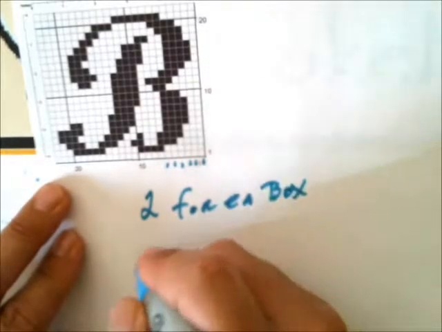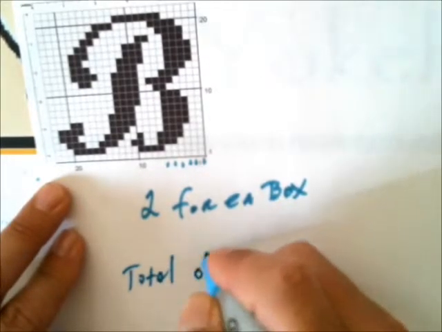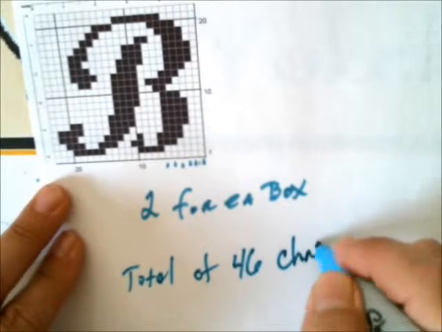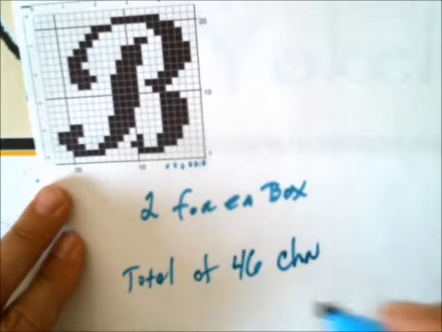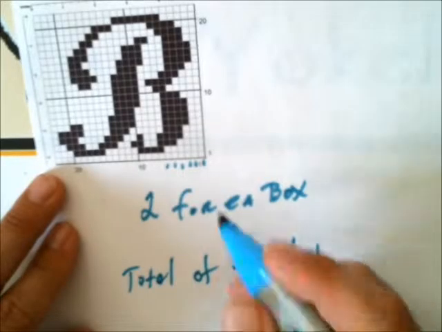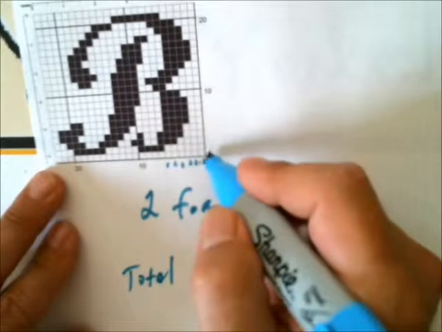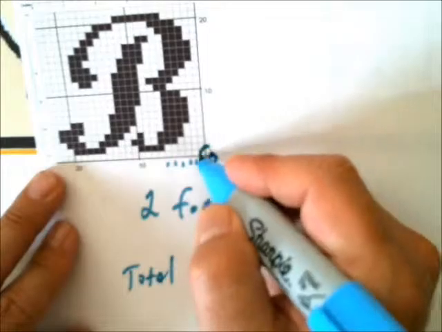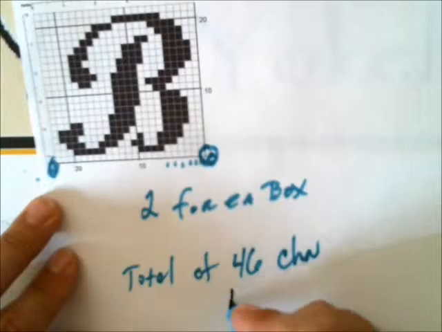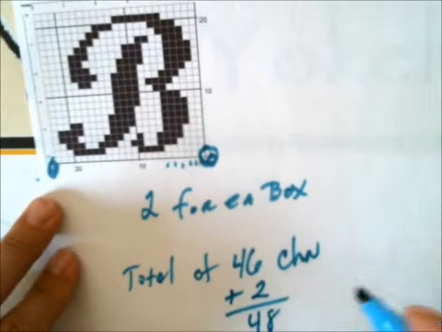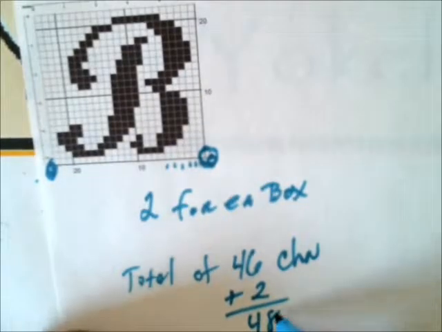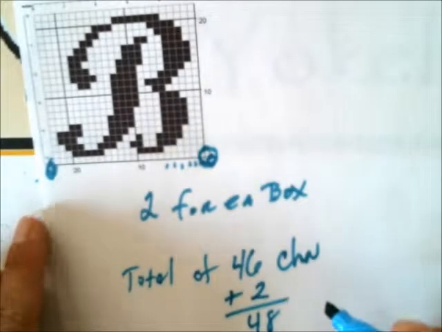So you need a total of 46 chain to start. Then you're also going to add 2 stitches. You need one for your beginning turning chain, and then another one for your turning chain on the other end. So you're going to do plus 2. That's 48 stitches you're going to do in this particular graph to create your starting chain.